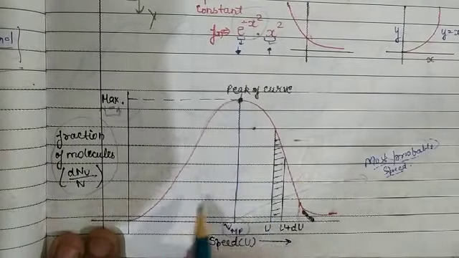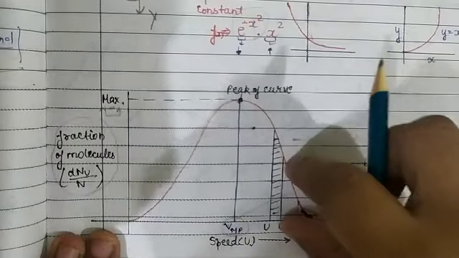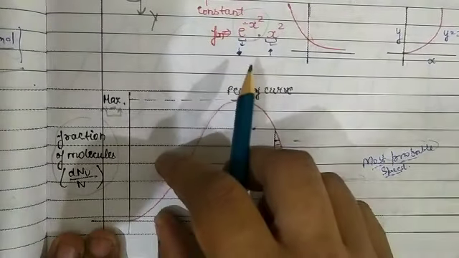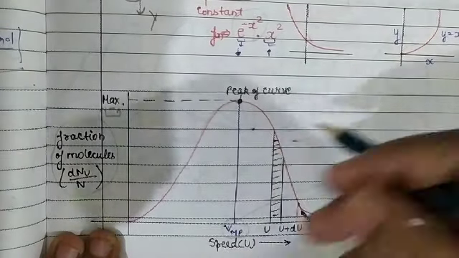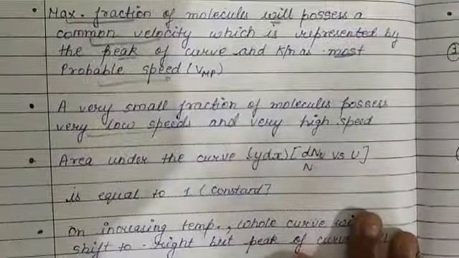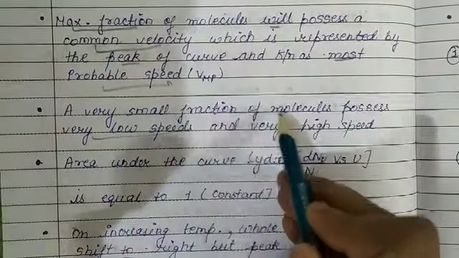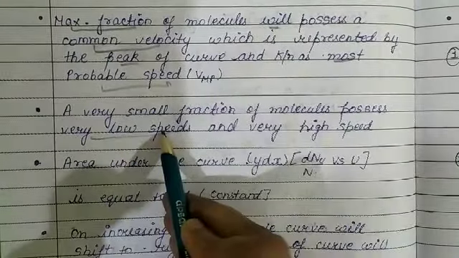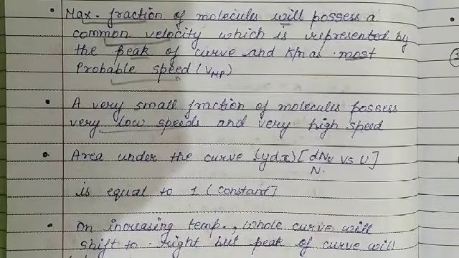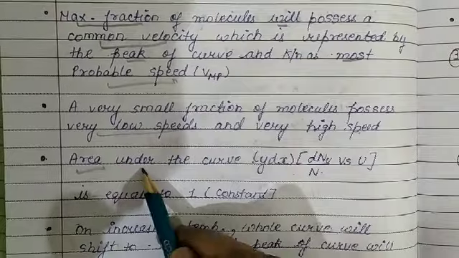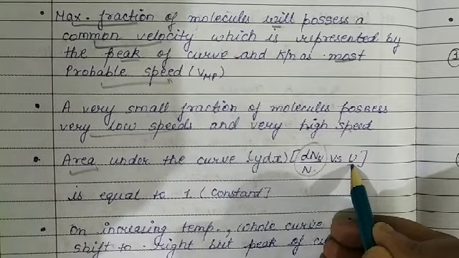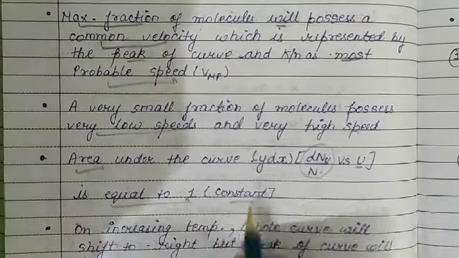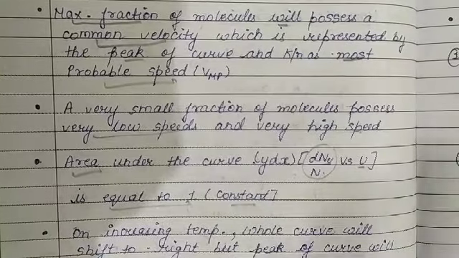When speed is low, the fraction is low, and when speed is high, the fraction is also low. So there is a low fraction of molecules with low speed and a low fraction of molecules with high speed. And the area under the graph between dN by N, the fraction of molecules, and molecular speed is always equal to 1, which is constant.